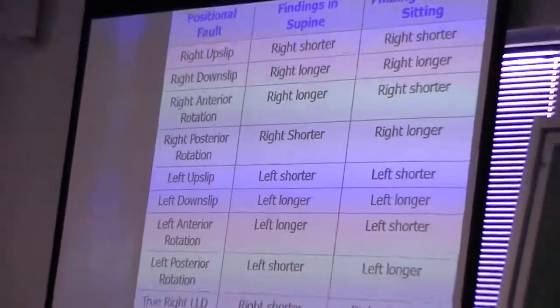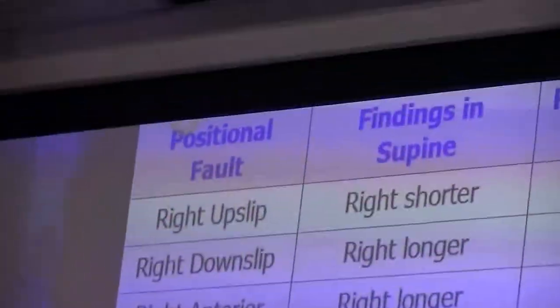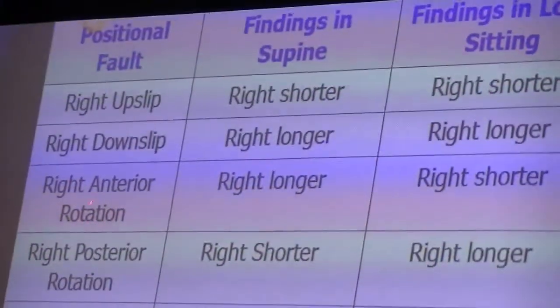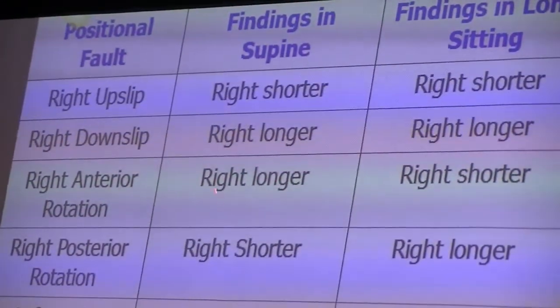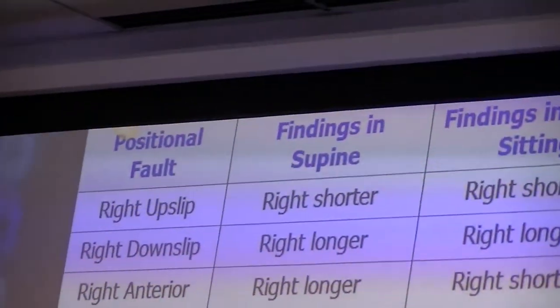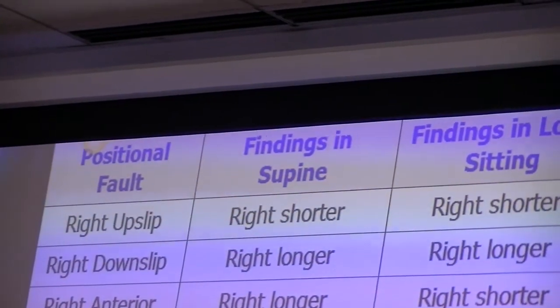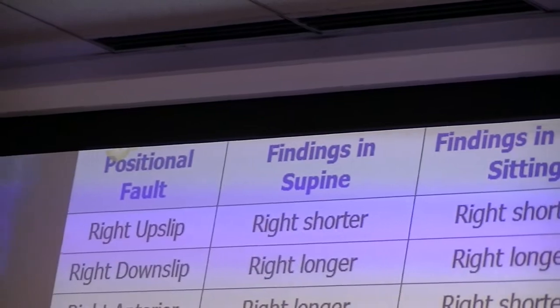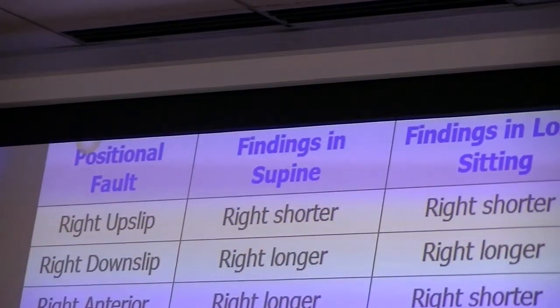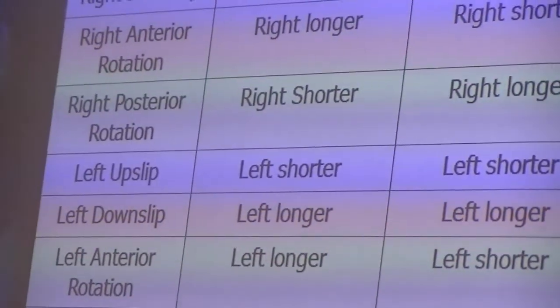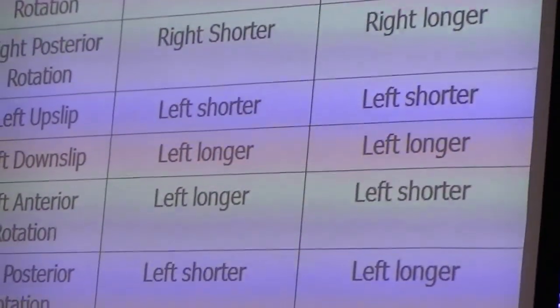So if it's a right upslip problem, that right side is shorter in both positions. If it's a right anterior, in supine, that is longer, and it gets shorter as they come to long sitting. Why? Because that's this scenario right here. It's anterior, it's long. When they come to sitting, it gets shorter. If it's a posterior rotation, it's shorter, just like this scenario here. It's shorter in supine, and it seems to get longer when they come to sitting.